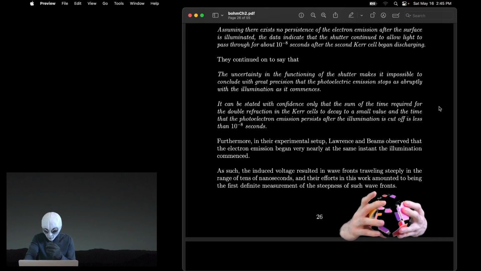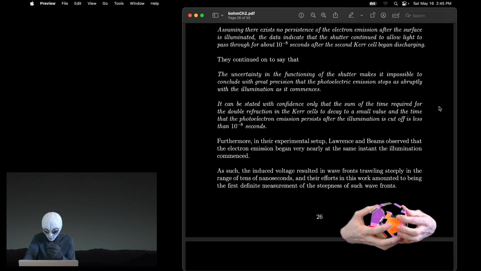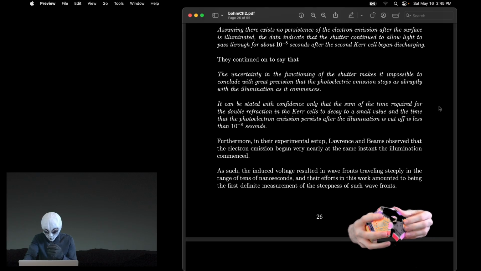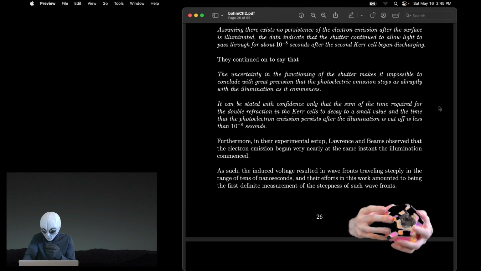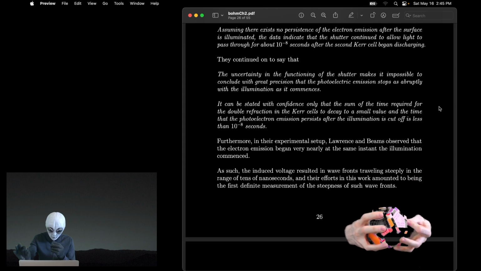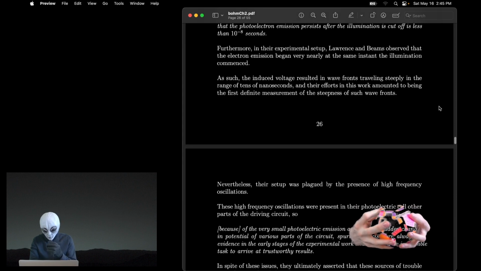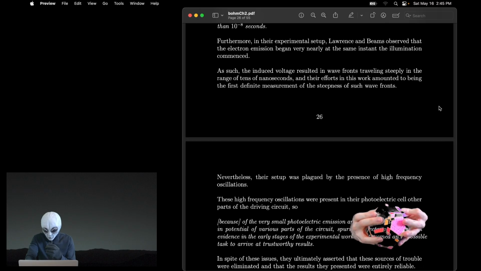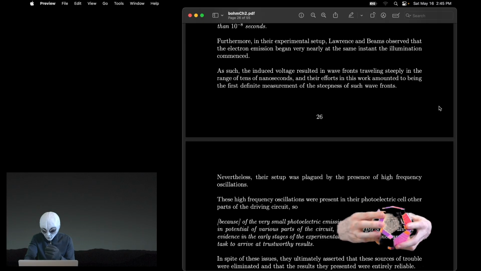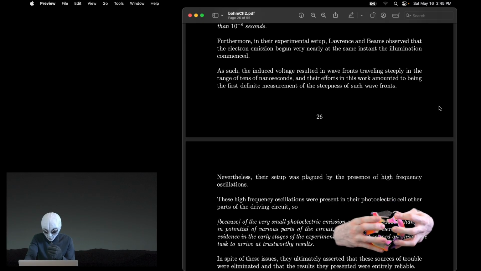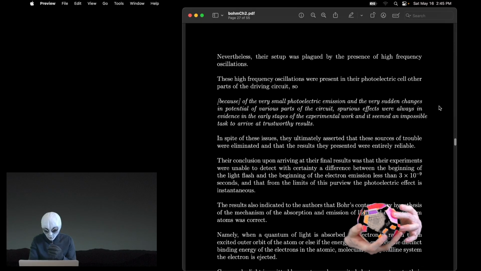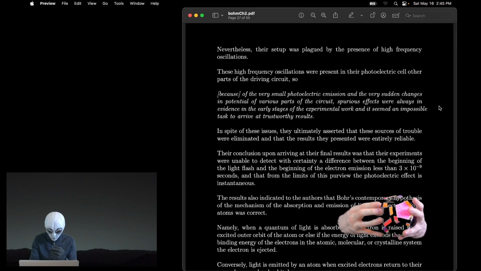It can be stated with confidence only that the sum of the time required for the double refraction of the Kerr cells to decay to a small value and the time that the photoelectron emission persists after the illumination is cut off is less than 10^-8 seconds. Furthermore, in their experimental setup, Lorentz and Beams observed that the electron emission began very nearly at the same instant the illumination commenced. As such, the induced voltage resulted in wavefronts traveling steeply in the range of tens of nanoseconds, and their efforts in this work amounted to being the first definite measurement of the steepness of such wavefronts. Nevertheless, their setup was plagued by the presence of high-frequency oscillations.